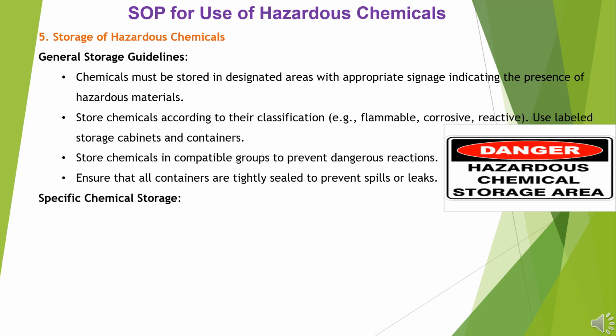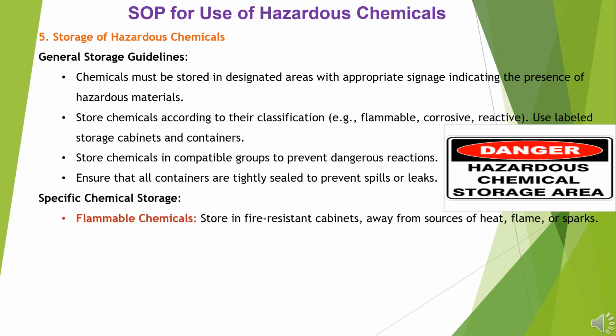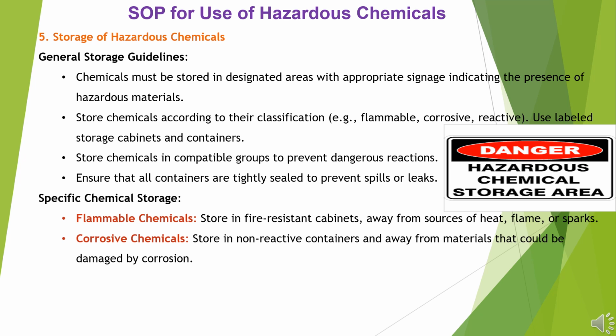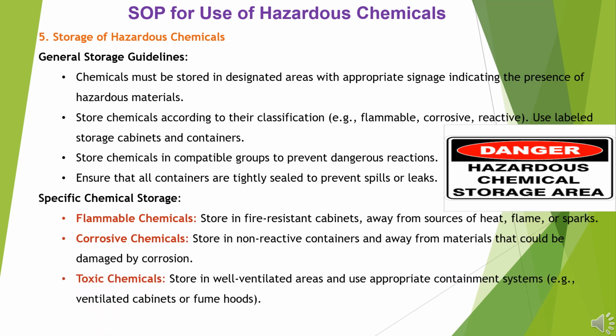Specific chemical storage. Flammable chemicals: store in fire-resistant cabinets, away from sources of heat, flame, or sparks. Corrosive chemicals: store in non-reactive containers, and away from materials that could be damaged by corrosion. Toxic chemicals: store in well-ventilated areas and use appropriate containment systems, e.g. ventilated cabinets or fume hoods.